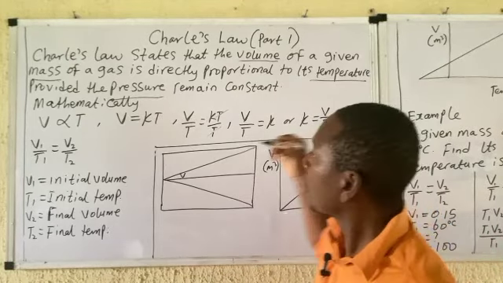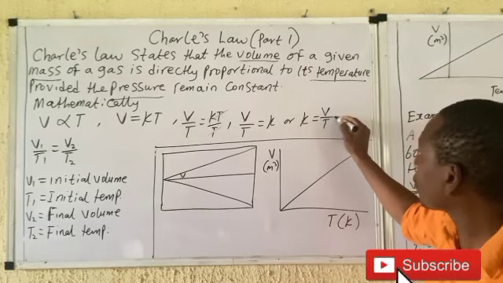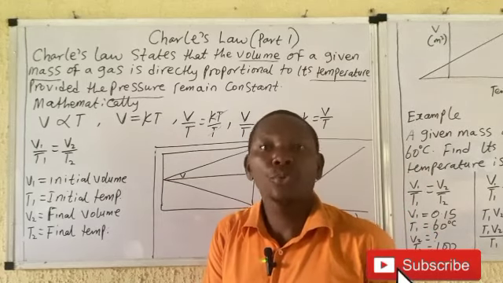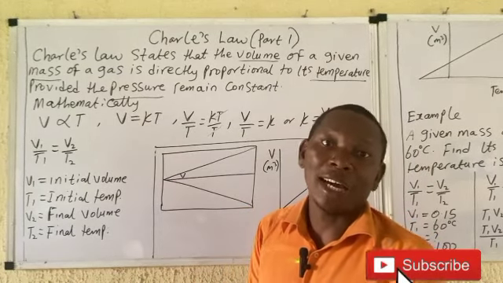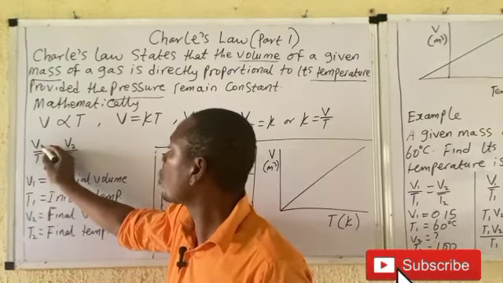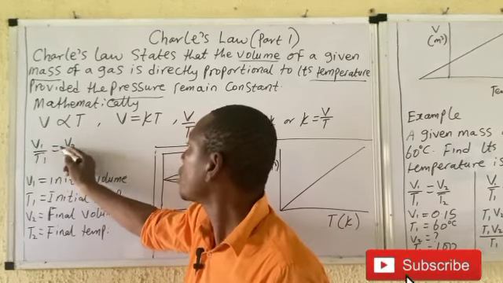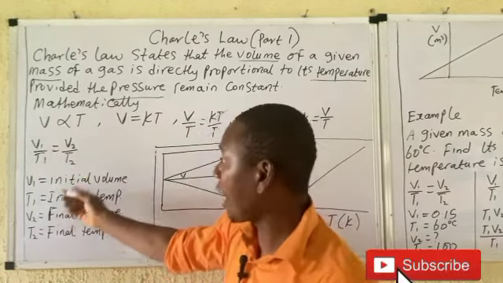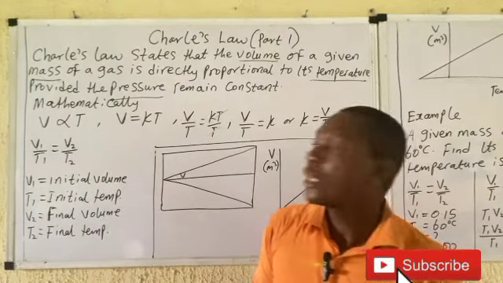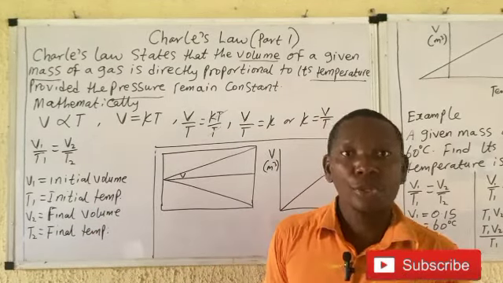Remember, the form we ended at is V all over T. So in some cases you have T1 and T2, V1 and V2, or initial volume as well as final volume, initial temperature as well as final temperature. So we now do it this way: V1 all over T1 equals V2 all over T2. So V1 is initial volume, T1 is initial temperature, V2 is final volume, while T2 is the final temperature. So note this.